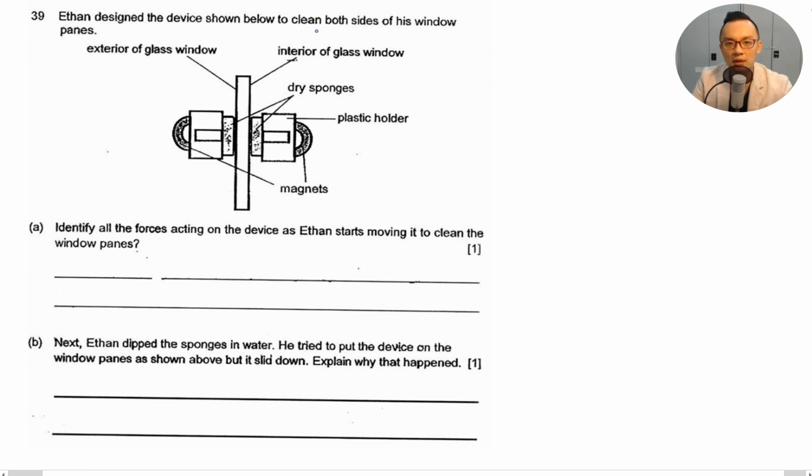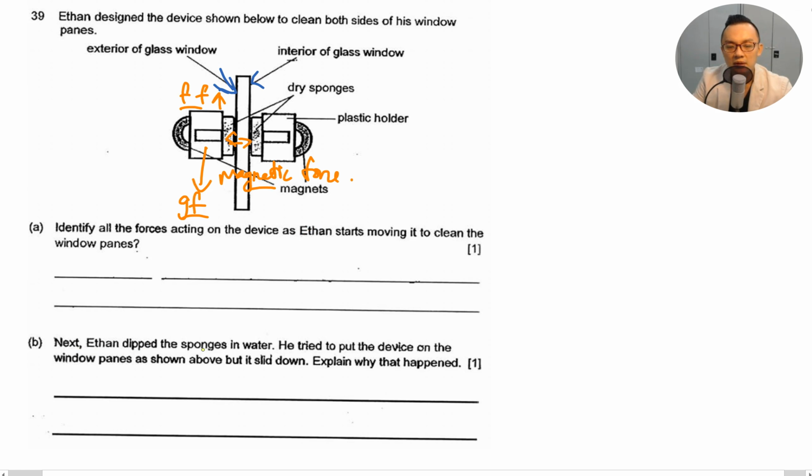Ethan designed a device to clean both sides of his window. So this is the exterior, and this is the interior. There are some sponges over here, plastic holders. Identify all the forces acting on the device as Ethan starts to move it to clean it. So this is the gravitational force. All right, and if you are going up and down, there will always be a frictional force acting on it, and then they're attracting each other, so there is a magnetic force. All right, so these are the three forces: the frictional force, gravitational force, and magnetic force.